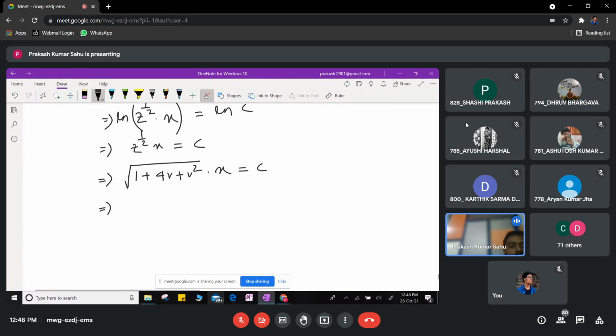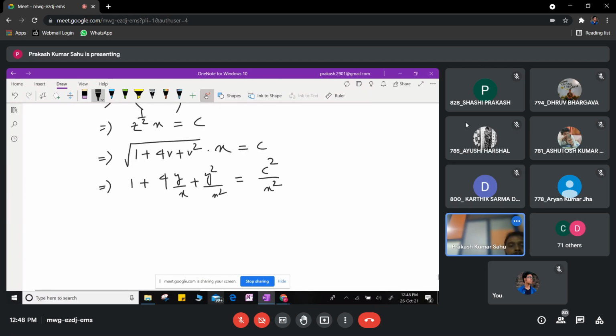So you can easily get 1 plus 4v is equal to y by x plus y square by x square is equal to c1 by x square, because this is c square by x square. Okay, you write c square by x square. Is it correct? Yes, sir. If you simplify, this will become x square plus 4xy plus y square divided by x square is equal to c square by x square.